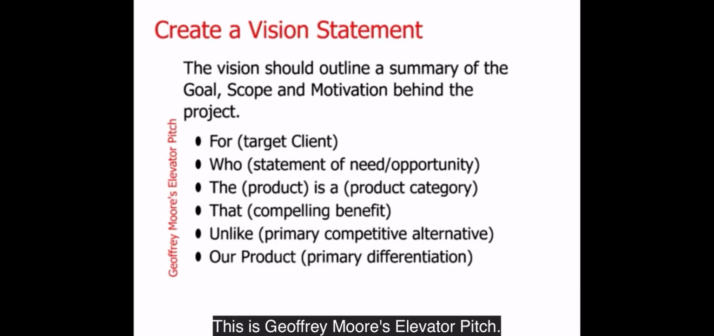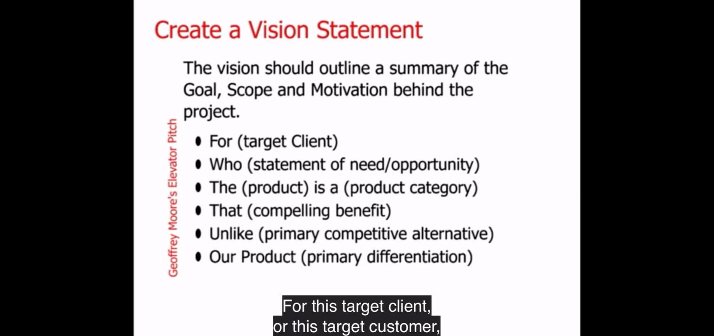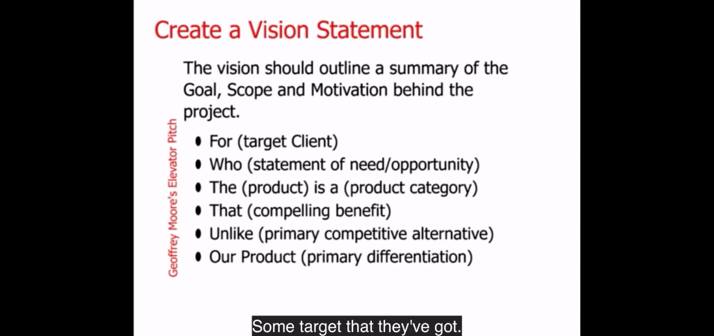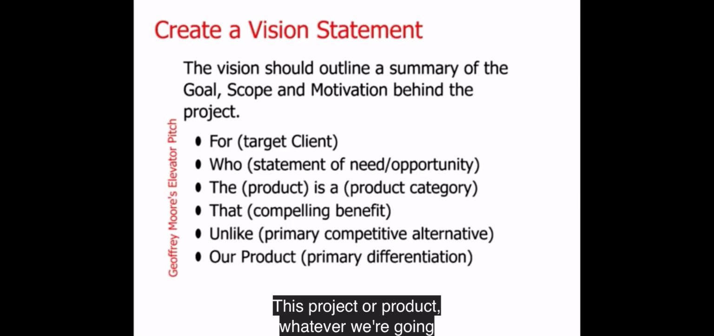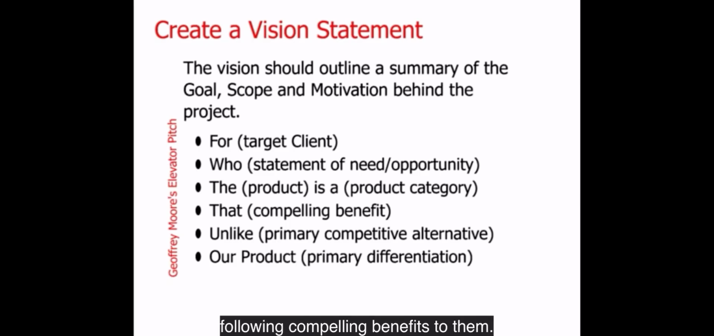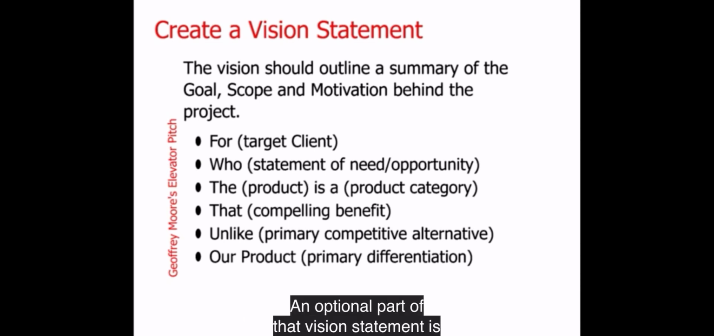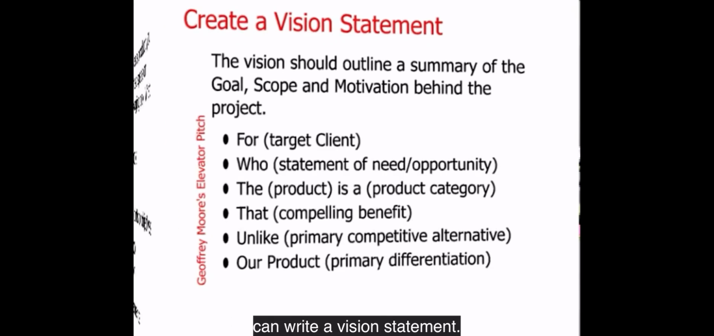This is Geoffrey Moore's elevator pitch: for this target client or this target customer who has the following need or opportunity, some problem that they've got, this project or product, whatever we're going to be offering, has the following compelling benefits to them, right? So that's the typical statement. An optional part of that vision statement is, unlike their current alternative, which doesn't work very well, obviously, our product or project is going to be different because of this, this, and that. So that's one example of how you can write a vision statement.